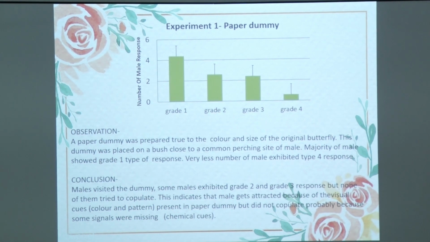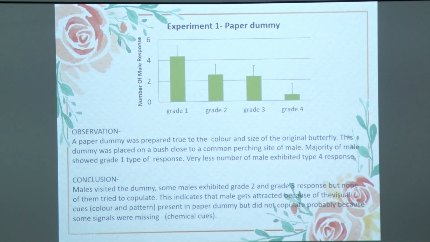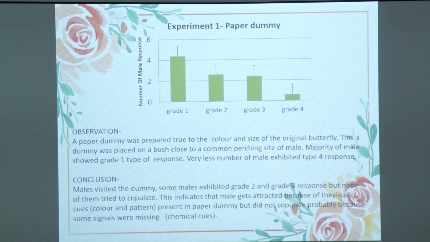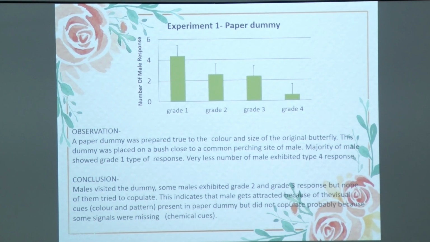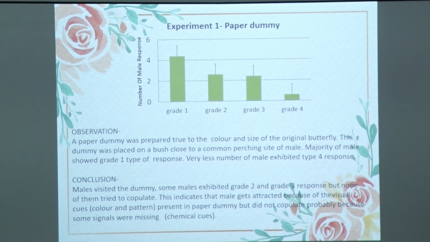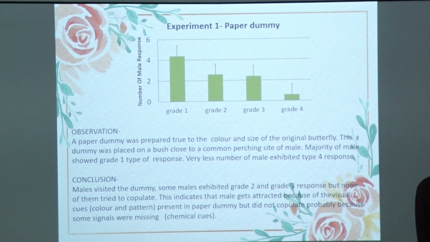We have got this result. In the first experiment, we prepared a paper dummy which was true to the size of the original butterfly, and we saw that most of the butterflies showed grade 1 response, some showed grade 2 and grade 3 response, but very few showed grade 4 response. From this we came to the conclusion that these butterflies have visual cues. That means they get attracted by the color and pattern of the wings of their opposite sex butterflies.